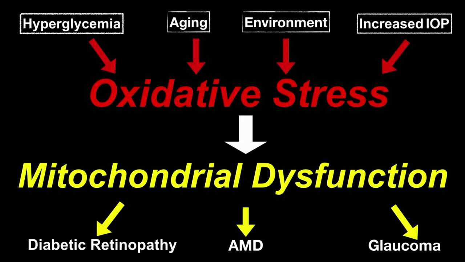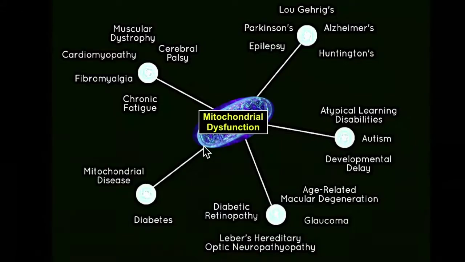Oxidative stress from a number of sources, such as hyperglycemia, aging, environment, and increased intraocular pressure, has a negative effect on mitochondrial function, and in fact may be important in terms of development of diabetic retinopathy and age-related macular degeneration, and many other diseases which are more in the systemic area.